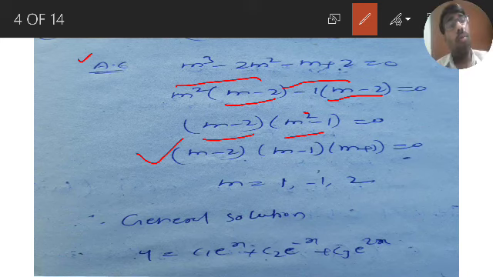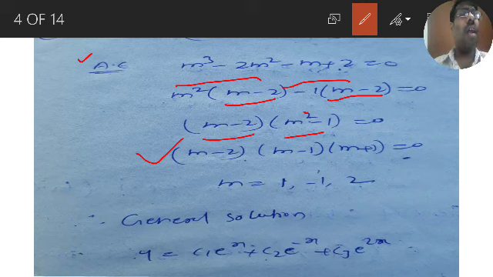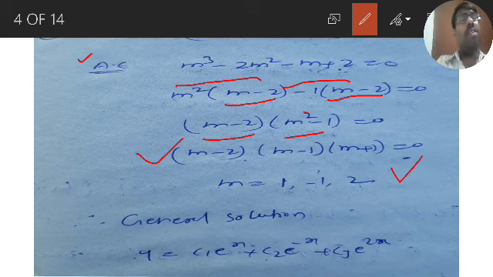No need to worry about the order of the roots. You can write the three roots in any order. Are you getting? So you got the three roots. What are the roots? m is equal to 1, comma, minus 1, comma, 2. They are real and different roots.